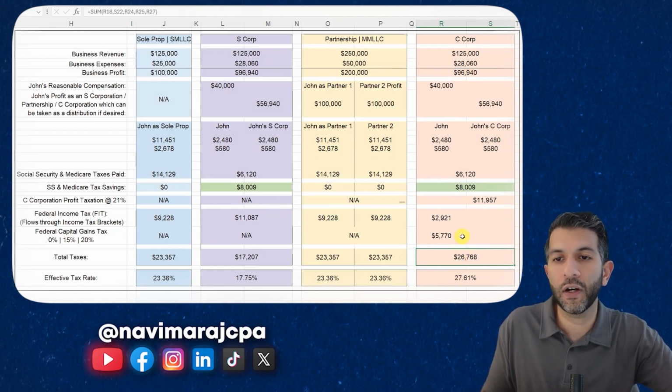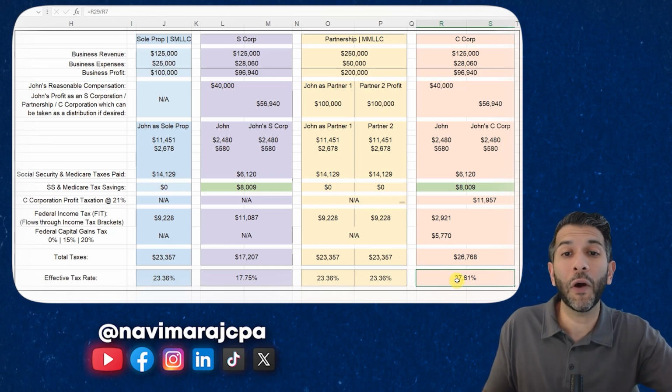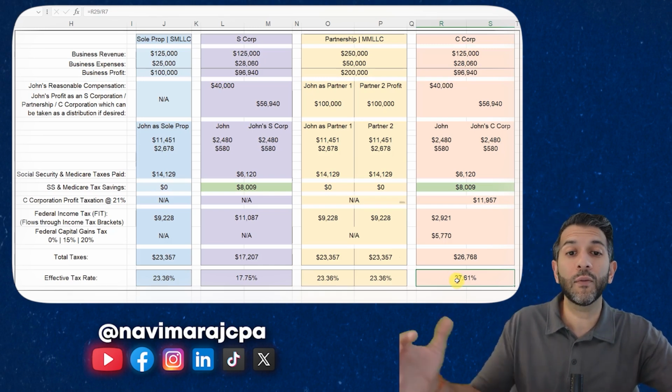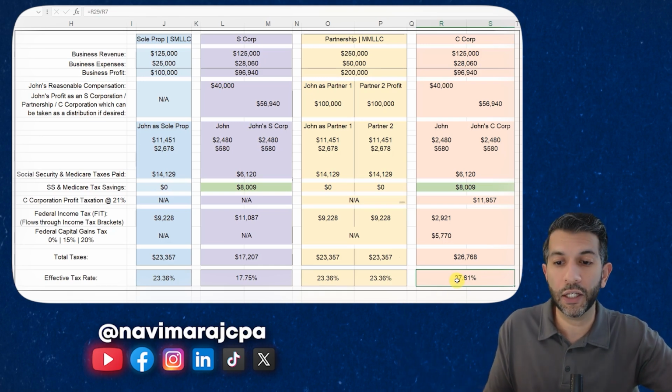It's your total taxes divided by your taxable income. Other people define that a little bit differently. That's how I'm defining it, because that's the profit you made, and that's the total amount of taxes that you have to pay. Okay, compare that to these other entity types.